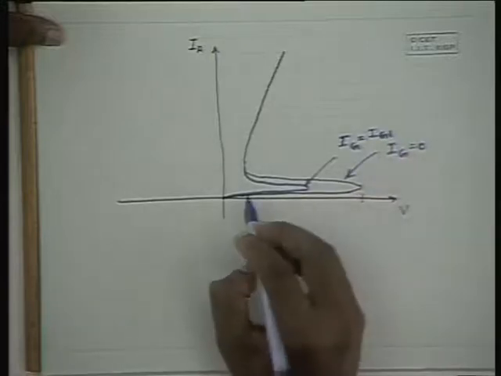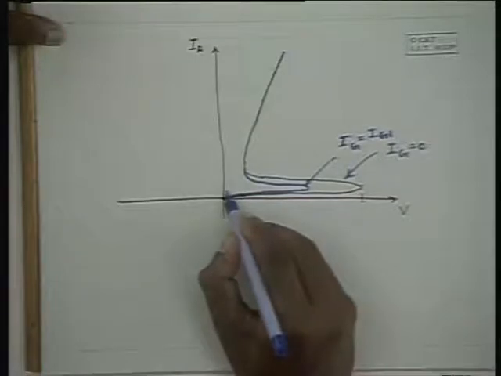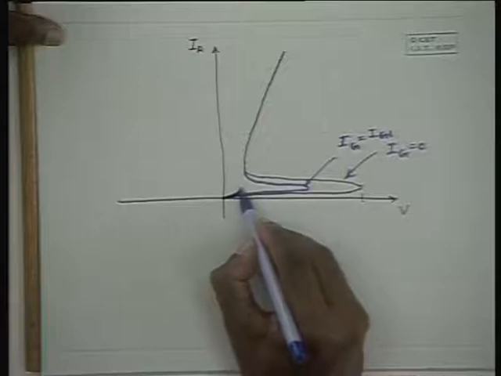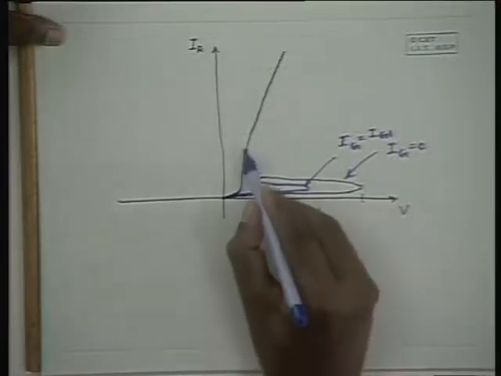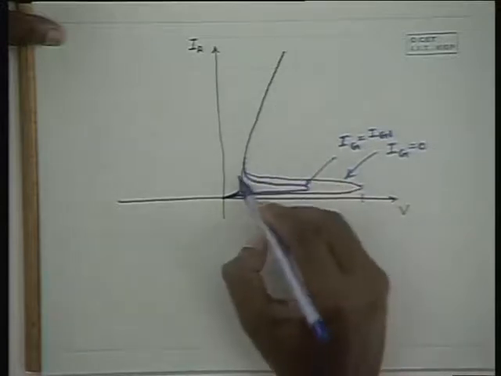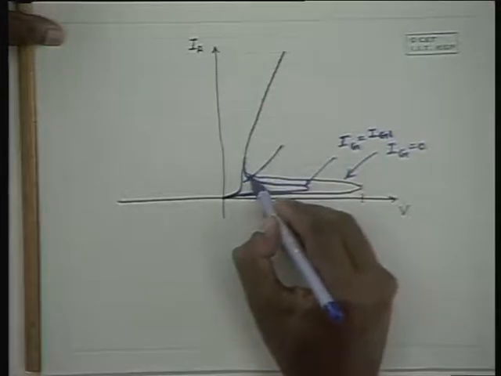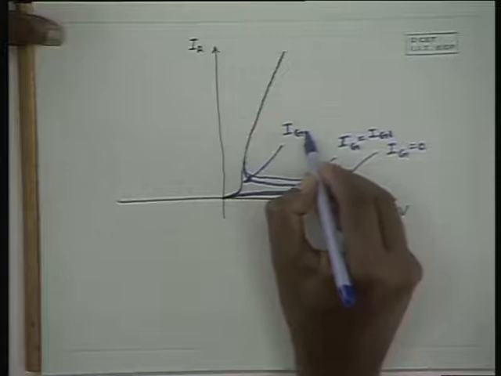If the gate current is slightly appreciable, which results when the base to emitter junction potential is of the order of 0.7 volts, then with a very small amount of voltage between the anode and cathode itself, the device gets turned on, and this is the characteristics that results. This is at Ig equal to Ig2.